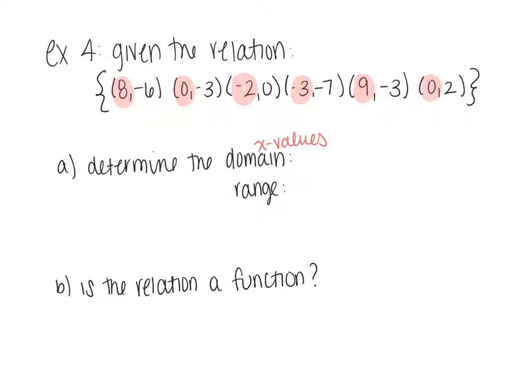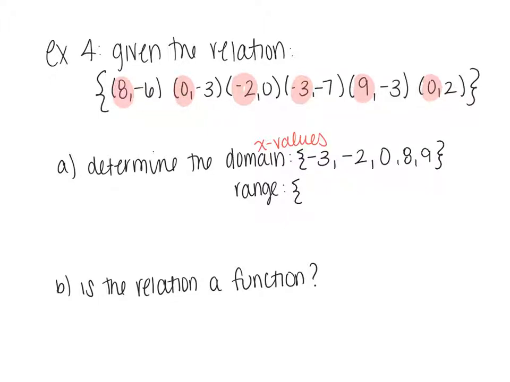Now when I put them in the actual domain, I'm going to put them in chronological order. So I want the smallest number first, which would be -3, -2, 0. Notice I have 2 zeros. I don't need to write that twice, so just 1 zero will suffice. So I've got -3, -2, 0, and then 8 and 9. So that is my domain.